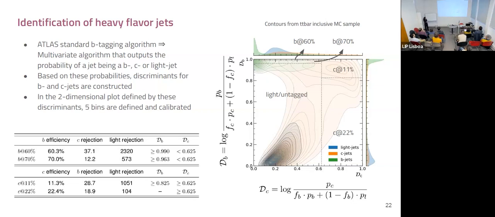And then what we do is we calibrate these bins as we would for the standard ATLAS B tagging algorithm, where here calibrate means adjust the efficiency measured in data and in Monte Carlo to make sure that they match. So calculating scale factors.